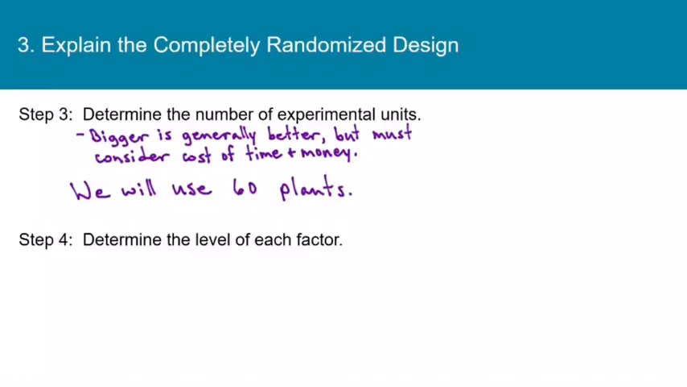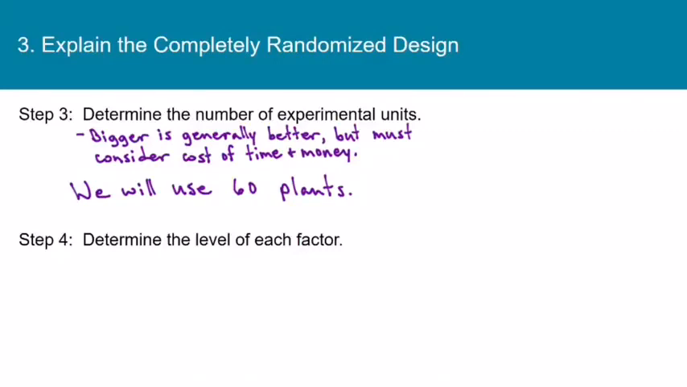We are going to go with 60 plants here. That's just what we're choosing for this example. And there's no reason for you to know why we're using 60. We're just happening to use 60 here. Okay, now let's determine the level of each factor. And this is another thing. I'm just giving you a for instance how this could be done. There's no right or wrong here. This is just something we're making up.